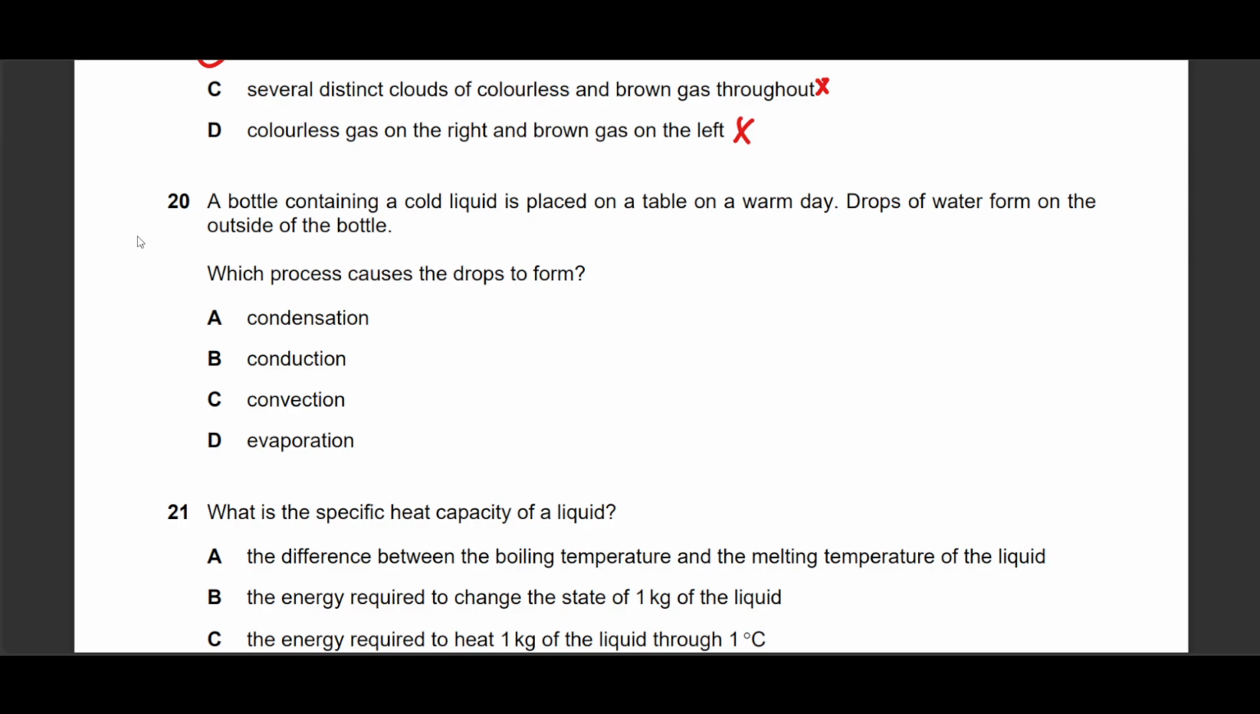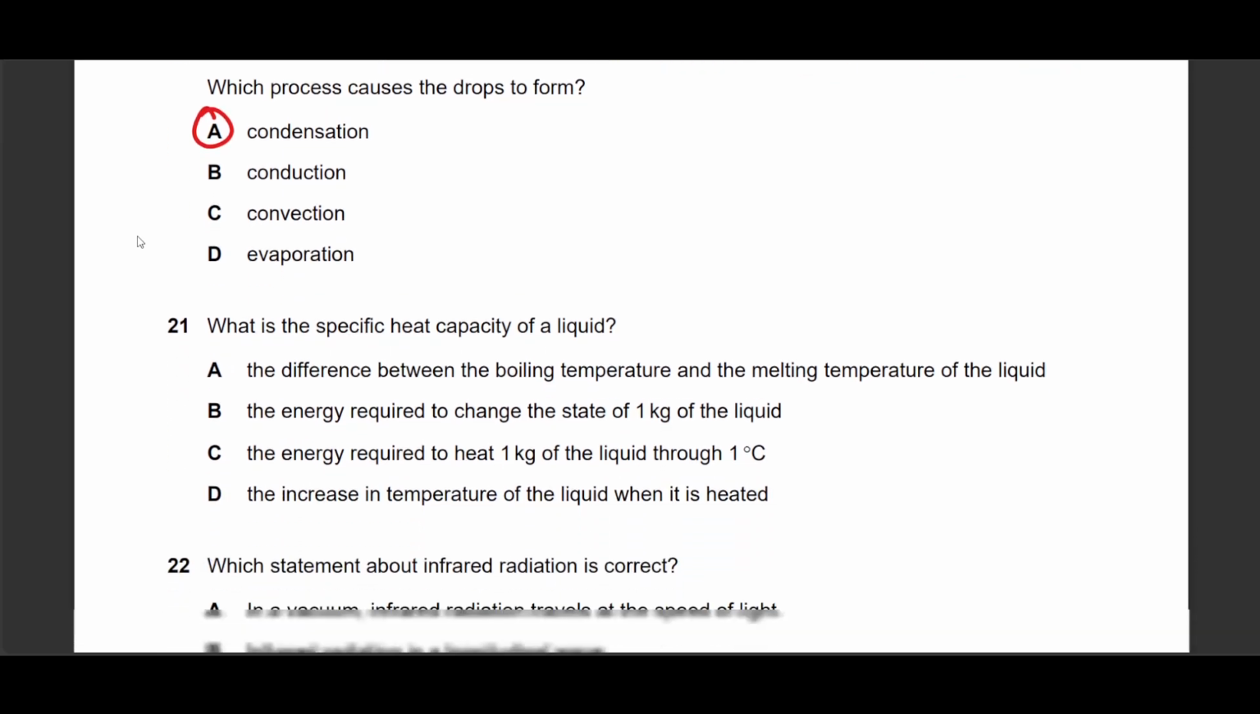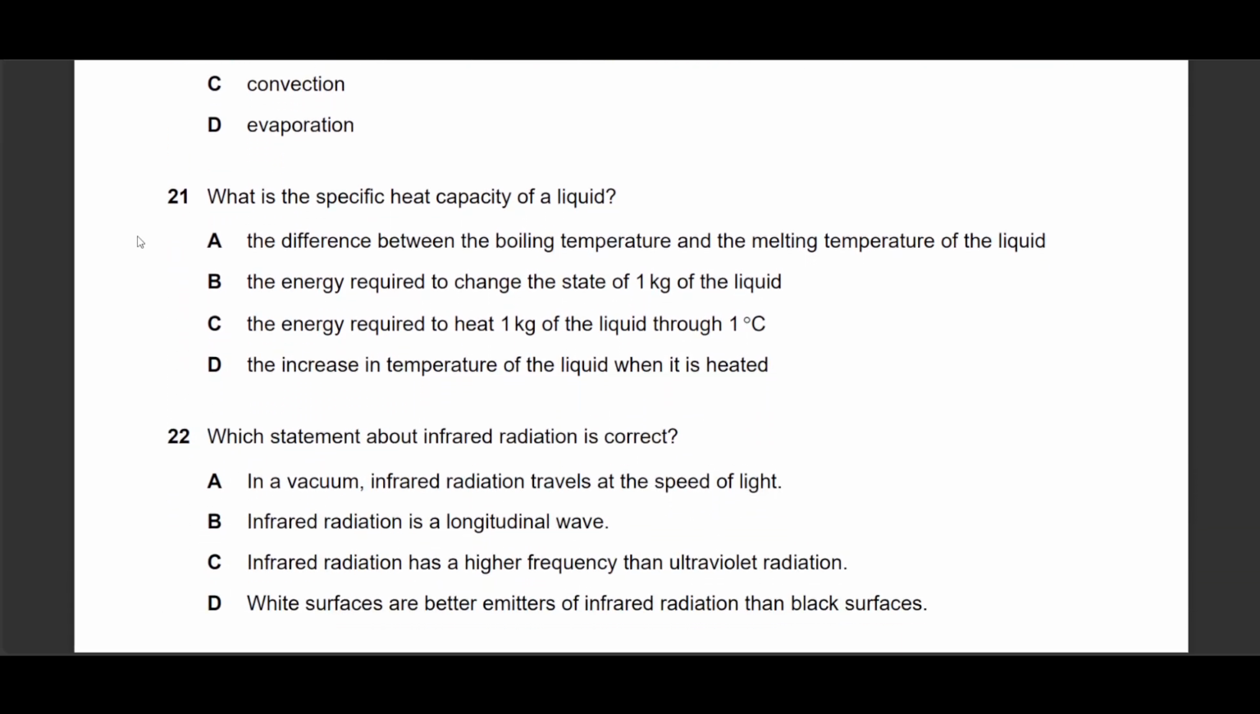Question number 20 suggests a bottle containing cold liquid placed on the table on a warm day. Drops of water form on the outside, which is a very simple process of condensation. We understand that. Question number 21. What is the specific latent heat or specific heat capacity of a liquid? Specific would mean that there is going to be a word of kg.